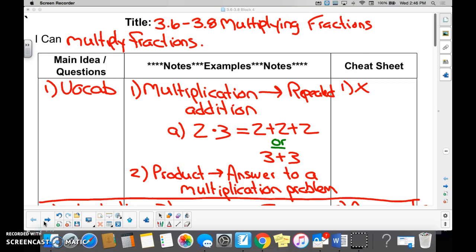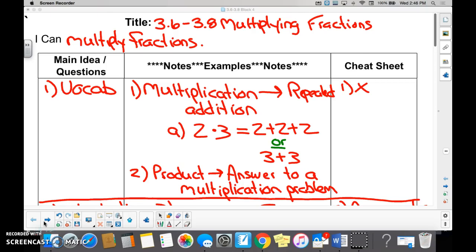Multiplication is, on the count of three, everybody: 1, 2, 3. That means if I ask you what 2 times 3 is, you would say 6 because you know your multiplication facts. But if I asked you to explain why it was 6, you would say because you add 2 how many times? 3 times. Or you would say you add 3 how many times? 2 times. Awesome.